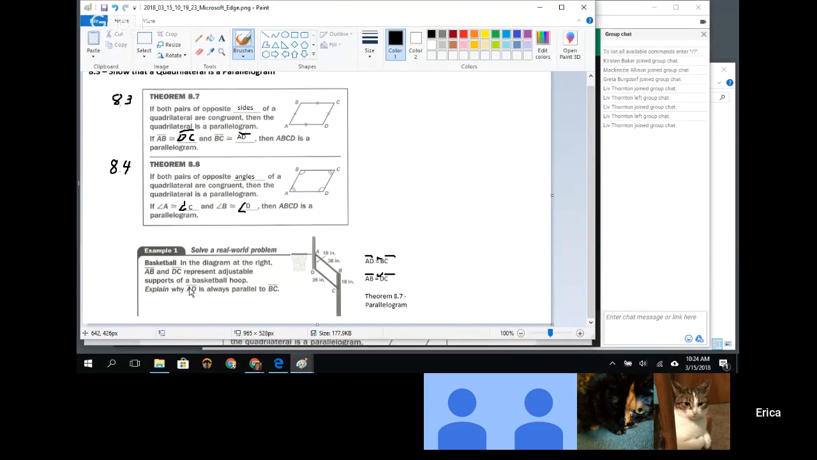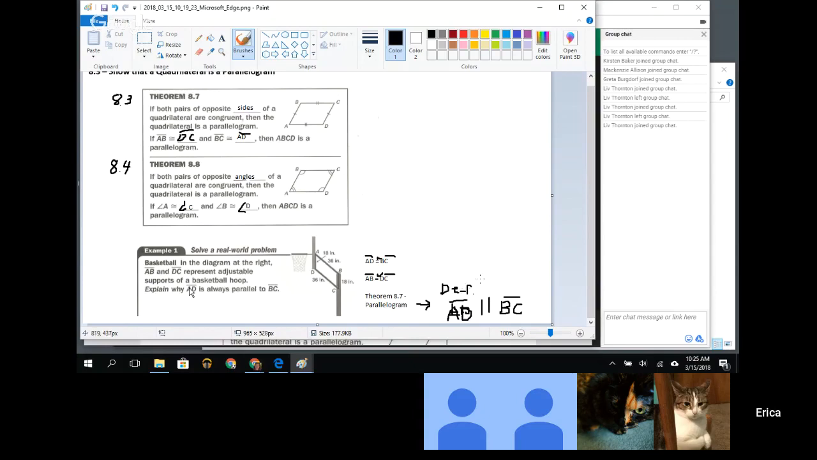And by the definition of a parallelogram, AD will always be parallel to BC. That's supposed to be a D. AD will always be parallel to BC. All right, any questions about that? I think that's pretty easy.